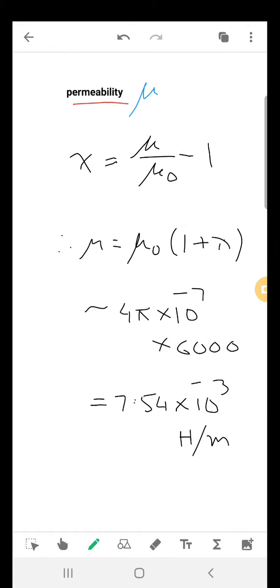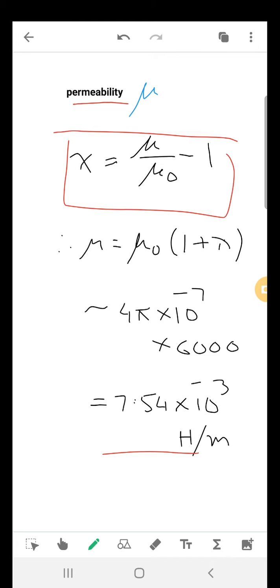The next problem is how to find out the permeability. So we know the relation that chi is equal to mu by mu 0 minus 1. So just doing simple arithmetic, this turns out to be 1.754, where this is the value of mu 0, 4 pi into 10 to the power minus 7.